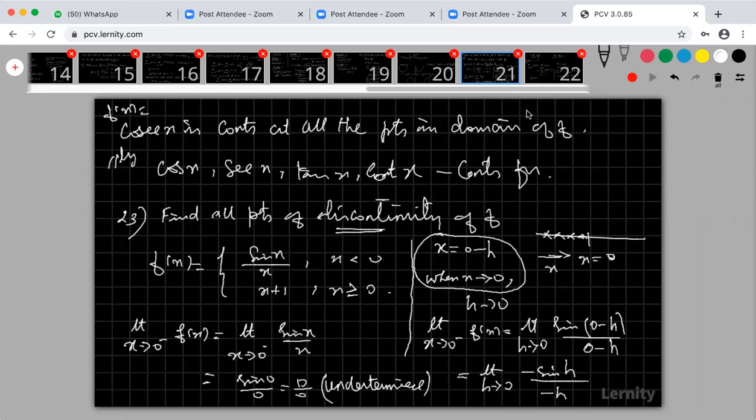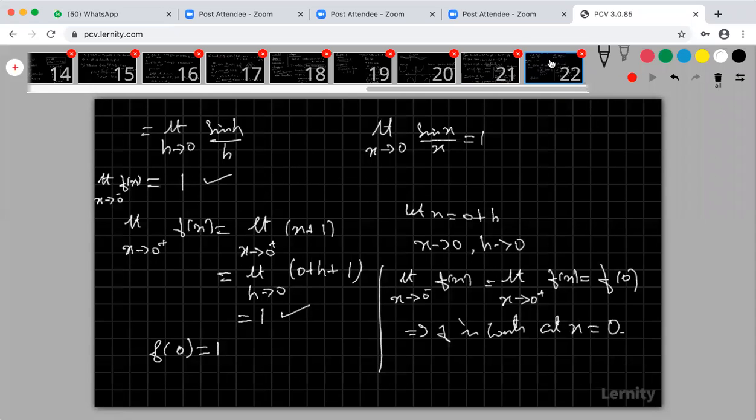Find all points of discontinuity. But here I have proved that it is continuous at x is equal to 0. What about the other points? At x is equal to 1, is the function continuous or not? At x is equal to 2, is the function continuous or not? At x is equal to minus 2, is the function continuous or not? What about the other points? Are you completed? Shall we move to the next slide?